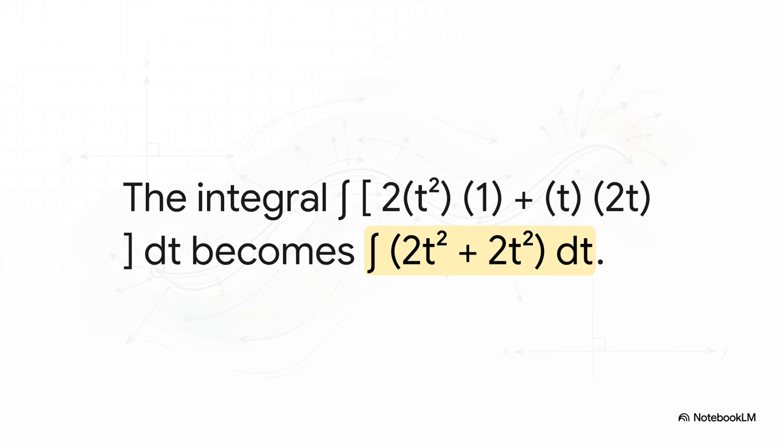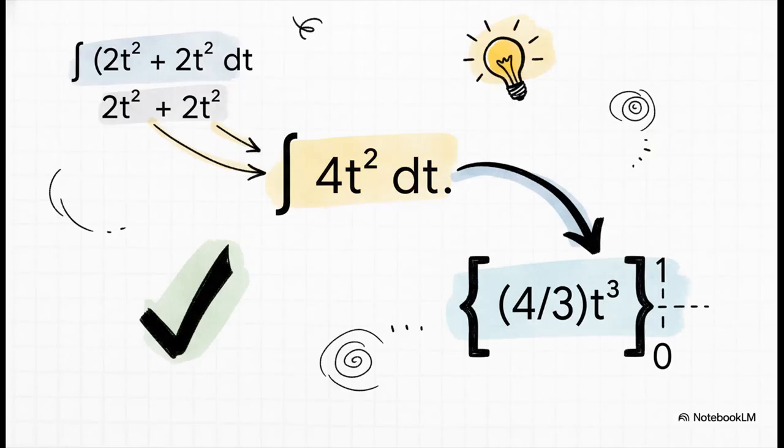Now for step 2, substitute. We just go through and replace every single piece. The 2y becomes 2 times t squared, the dx becomes just dt, the x becomes t, and the dy becomes 2t dt. Doing a little bit of algebra there gives us a much friendlier looking integral of 2t squared plus 2t squared. And now for the easy part.